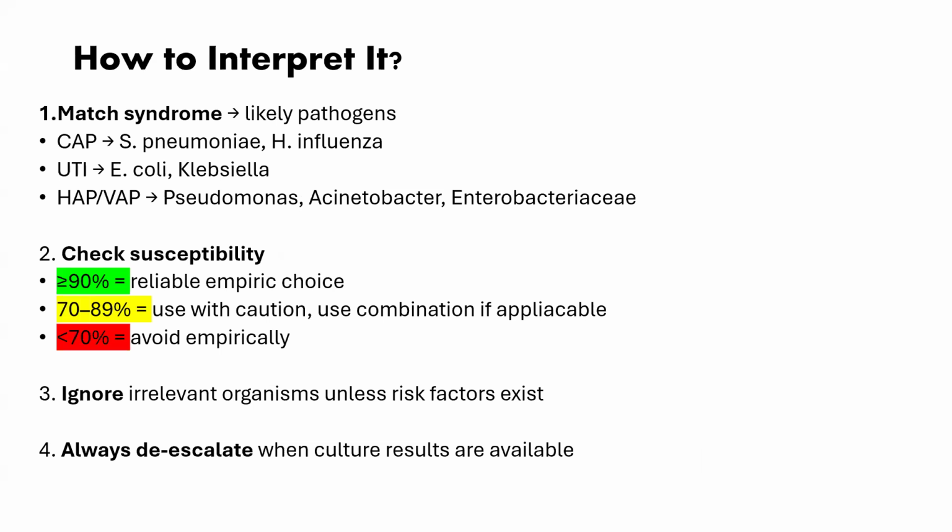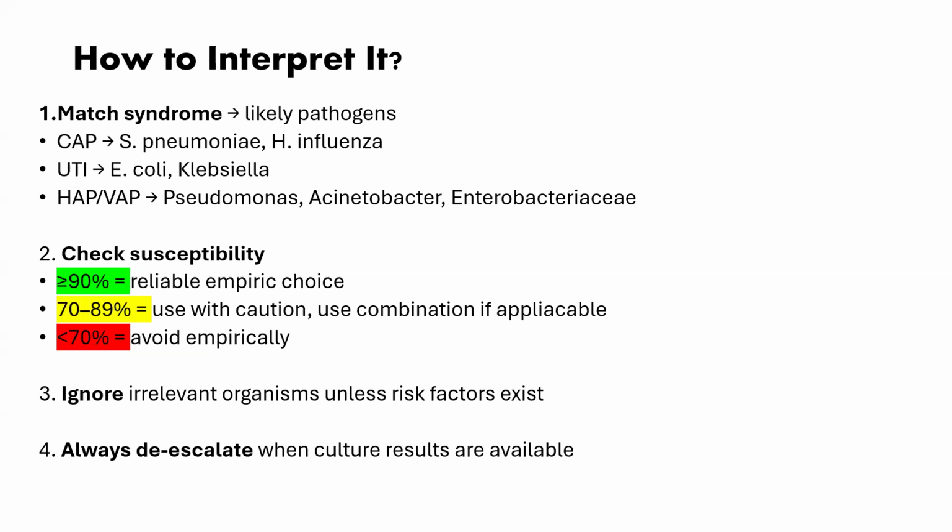How do we interpret it? Simply, you match the syndrome with the likely pathogen. You know that CAP, or community-acquired pneumonia, is usually caused by Streptococcus pneumoniae or Haemophilus influenzae. So you go to the antibiogram, look at the susceptibility pattern for both Streptococcus pneumoniae and Haemophilus influenzae, and you can detect the most reliable empirical antibiotics that are susceptible to both.